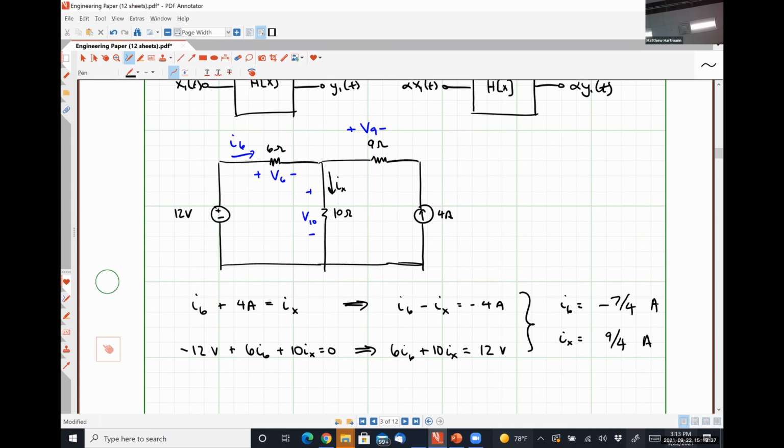Justin, stretching or question? Around the left-hand loop. Yep.